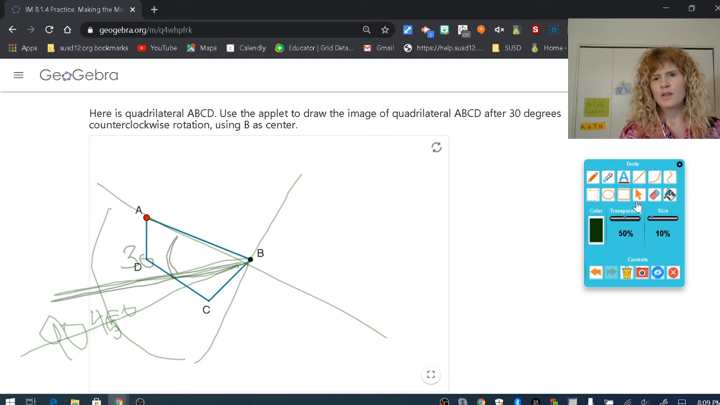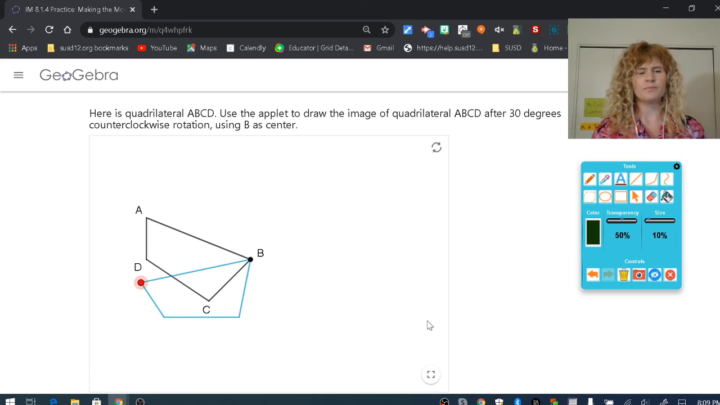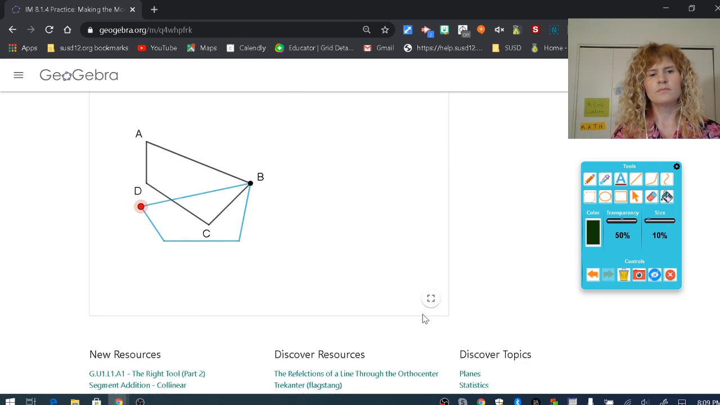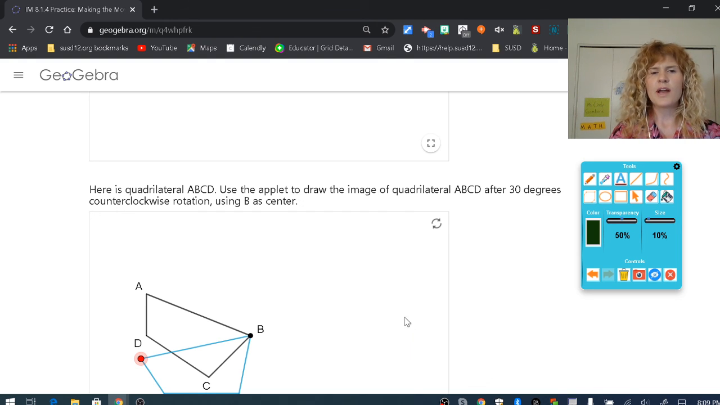Now, use the applet to rotate it. Just click and drag on the red dot. There we go. There's my 30-degree rotation. And we're finished. It's your turn. Please try it on your own.